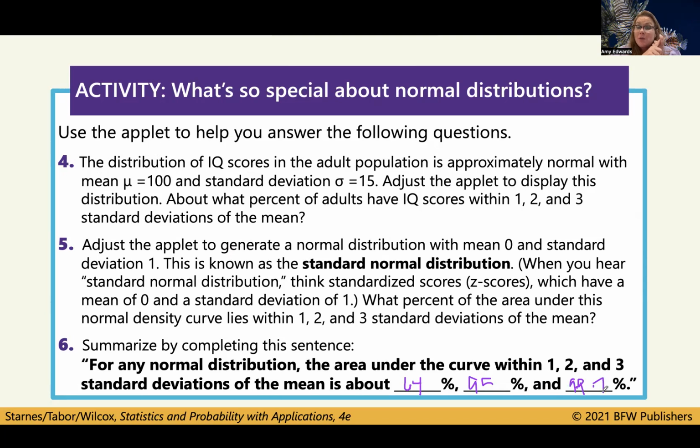64% of your data will be within one standard deviation. 95% will be within two standard deviations, and 99.7 will be within three standard deviations. That other 0.03 lies outside of three standard deviations. And so that's what's amazing. Okay.